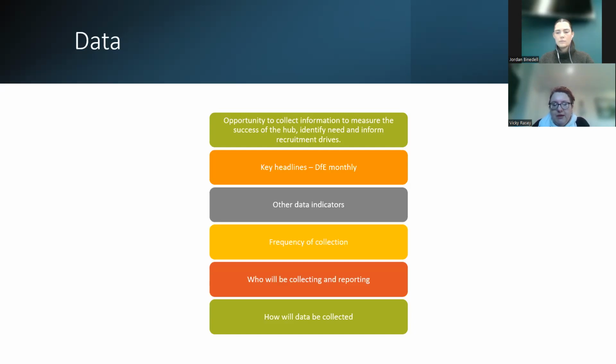Generally most of the data will be collected at the hub as it would be for your initial contacts. That will be transferred and uploaded into your data management systems, but obviously from the initial visit onwards, any data that's collected at that point, including things like DBS checks, that sort of stuff, is for local authorities to collect and report as usual.